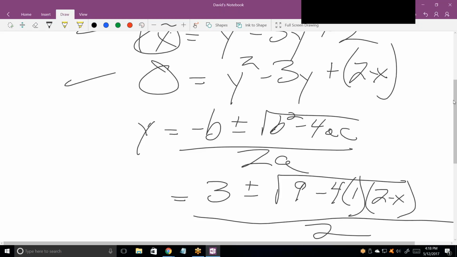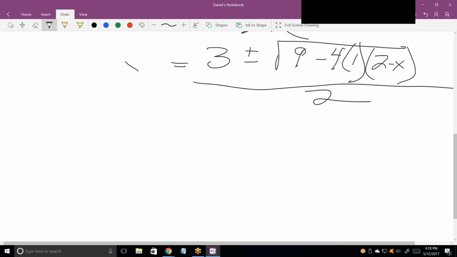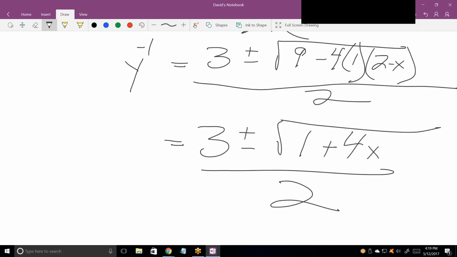And now notice, that's a pretty good answer. In other words, that's y inverse. You wouldn't actually try and solve that whole thing out. No. In other words, your answer is 9 minus 4x, which becomes plus 4x, all over 2. And that is the inverse. That's a perfectly acceptable answer.